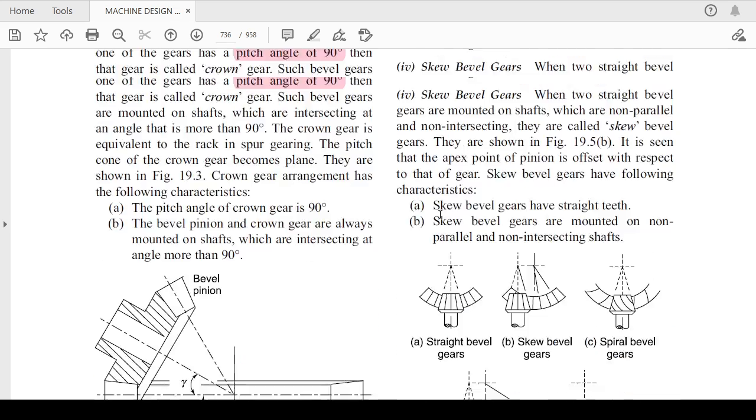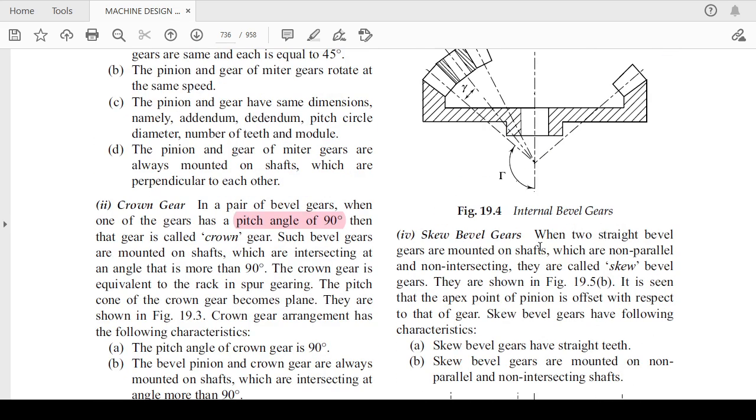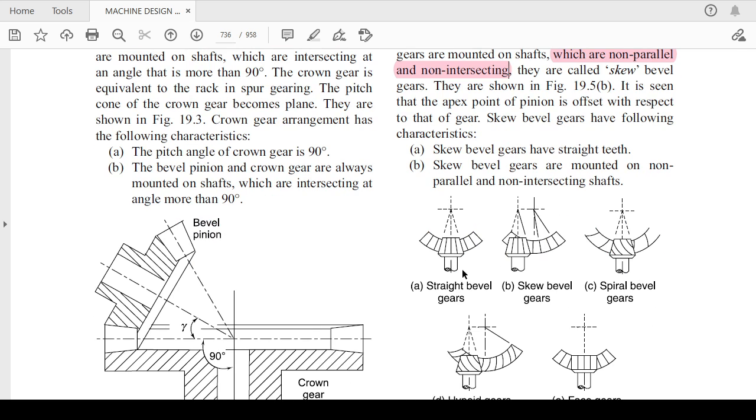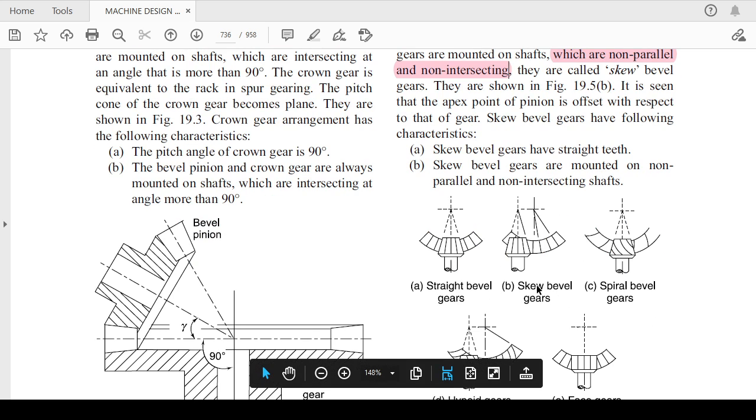Now the next is the skew bevel gear. This is the diagram you can see in the picture, internal bevel gear. When two straight bevel gears are mounted on shafts which are non-parallel and non-intersecting, note this in mind, non-parallel and non-intersecting, then they are called skew bevel gears. This you can see in the picture: this is the straight bevel gear, this is the skew bevel gear, and this is the spiral bevel gear.